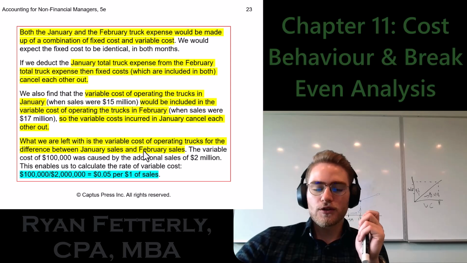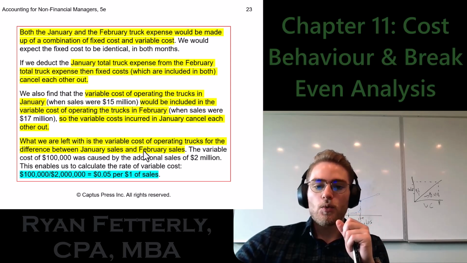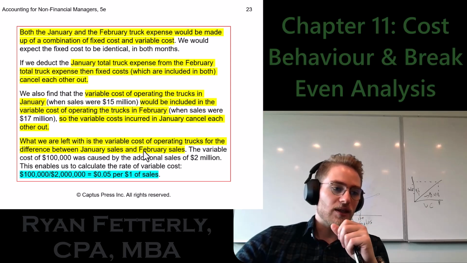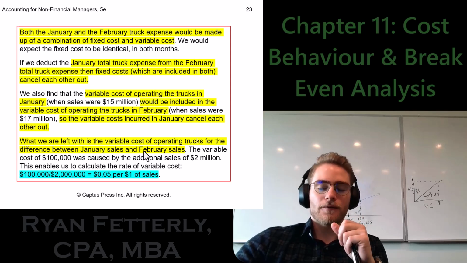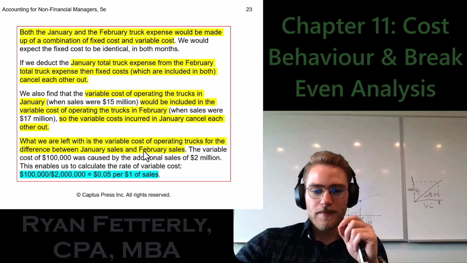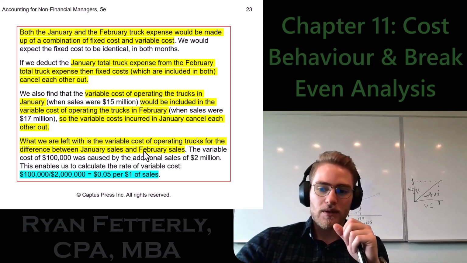We will also find that the variable cost of operating trucks in January, when sales were 15 million, would be included in the variable costs of operating trucks in February. So we also wipe out the variable costs associated with 15 million worth of sales. So we get the incremental increase from 15 to 17 million, and that is the 100K in truck expenses I was talking about.